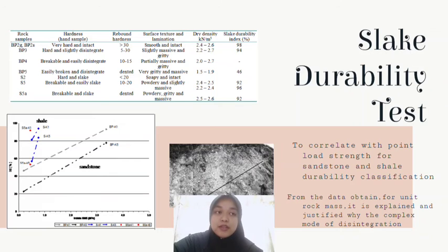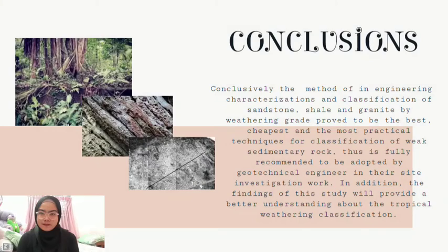From the data obtained for unit rock mass, it is explained and justified why the complex mode of disintegration occurs, as shown in the picture here.